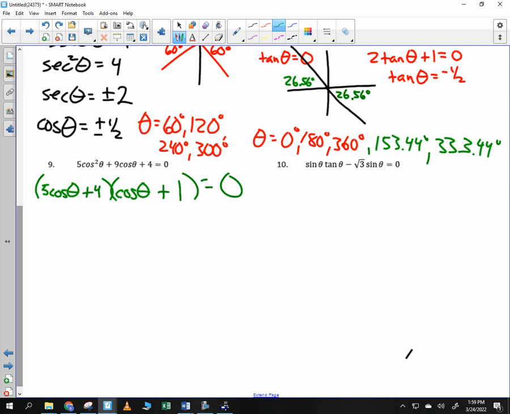And this one, we have cosine of theta is equal to -1. We already determined that on the previous page. When is cosine equal to -1? 180 degrees. Again, we're asking when is the x value -1? As you look at your unit circle, that's what you got. The next one we're trying to solve for is when is cosine of theta equal to -4/5.